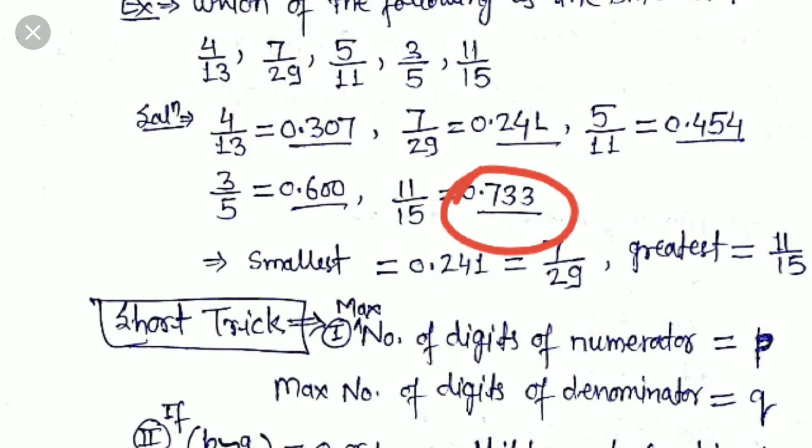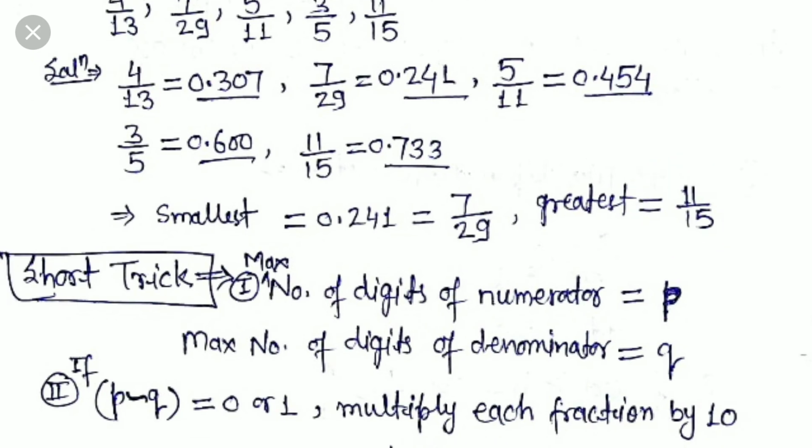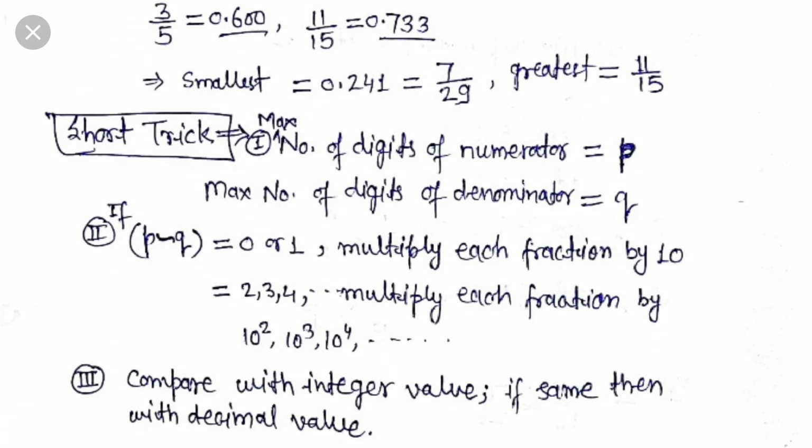0.733. So the smallest value is this one, 0.241, and the largest value is 0.733. So the smallest fraction is 7 by 29 and the greatest fraction is 11 by 15. But there is one short trick here.